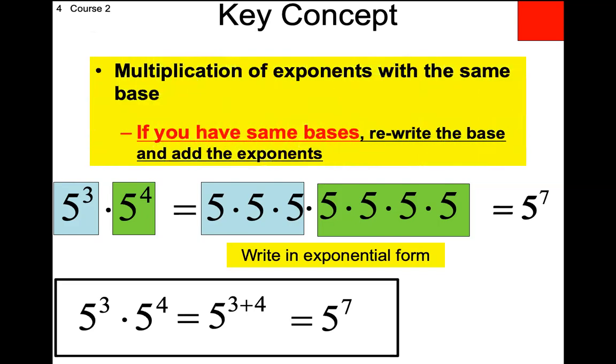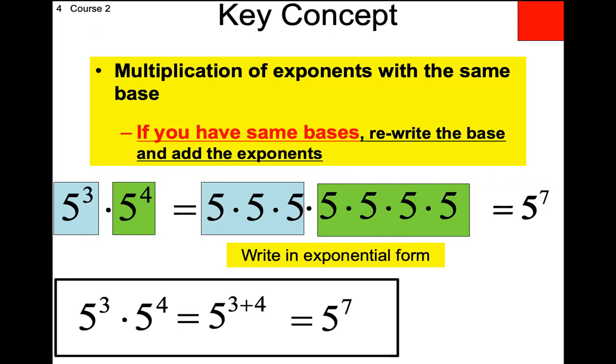This is the official rule: the multiplication of exponents with the same base. This only works if the base is the same. If this was 3 to the third times 5 to the fourth, can't do it. We'd have to expand and multiply. But if the bases are the same, you rewrite the base and you add the exponents.